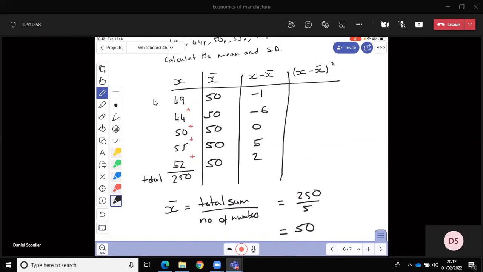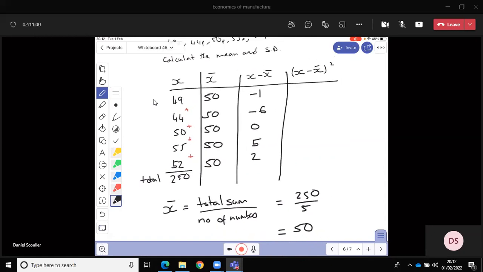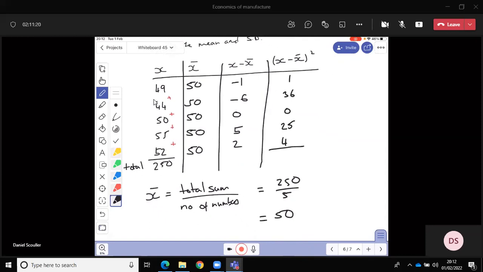Then the last column is just that third column squared. So minus 1 squared is just 1. Minus 6 squared is 36. 0 squared is 0. 5 squared is 25, and 2 squared is 4. Then it asks you to add those up. So the sum of all those numbers is 66.